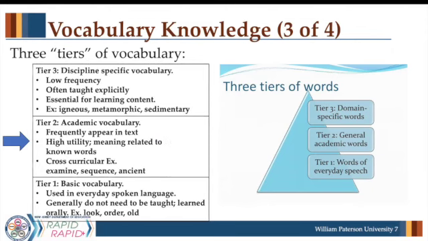Words that we do need to be taught that are high utility words that frequently appear in text, particularly in the text of upper elementary school students, like the fourth graders who we're working with, are tier two words. These are known as academic vocabulary.